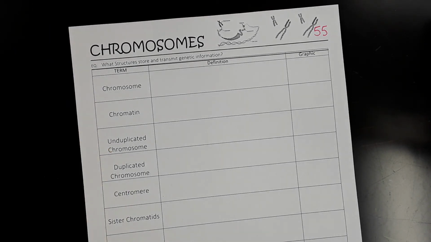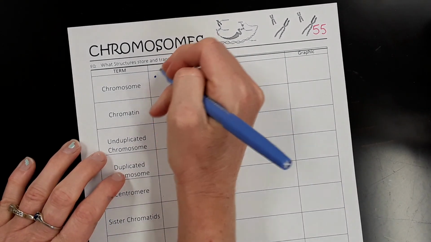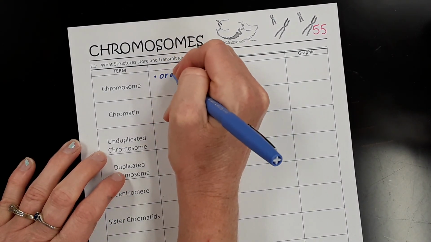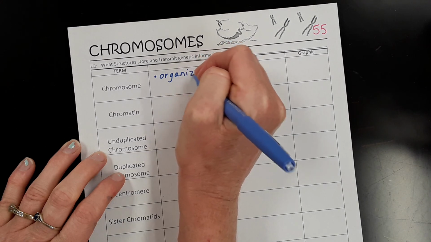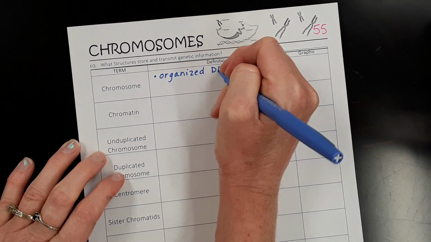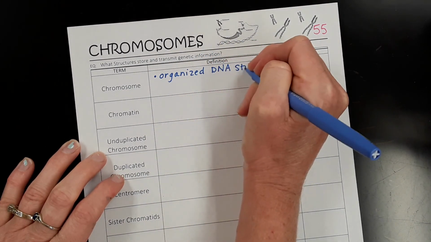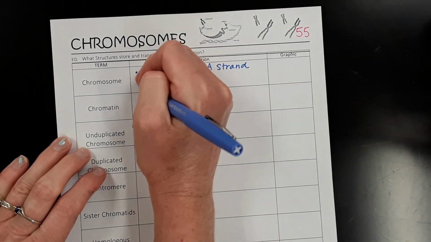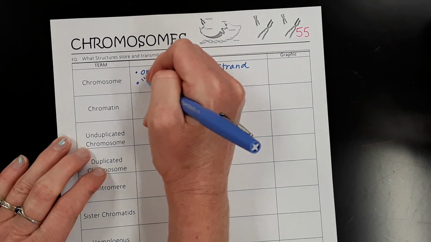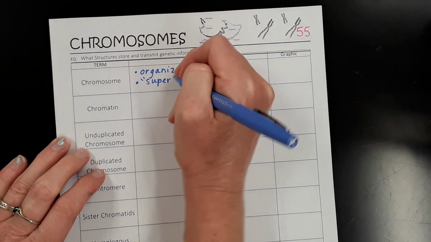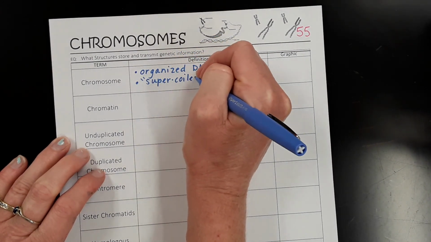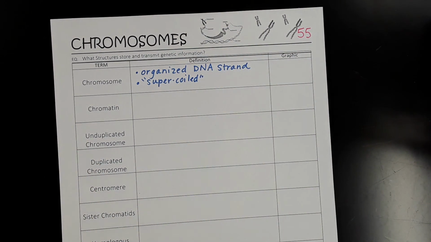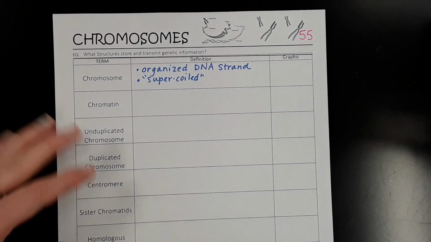So the first one that you guys have on here is just a basic, what is a chromosome? And when we use that term chromosome, instead of using DNA, we're talking about an organized DNA strand, okay? So this is an organized DNA strand. And this organized DNA strand is going to have the DNA supercoiled. And what that means is that the DNA is coiled around a protein called a histone, and then it's coiled again and again and again.